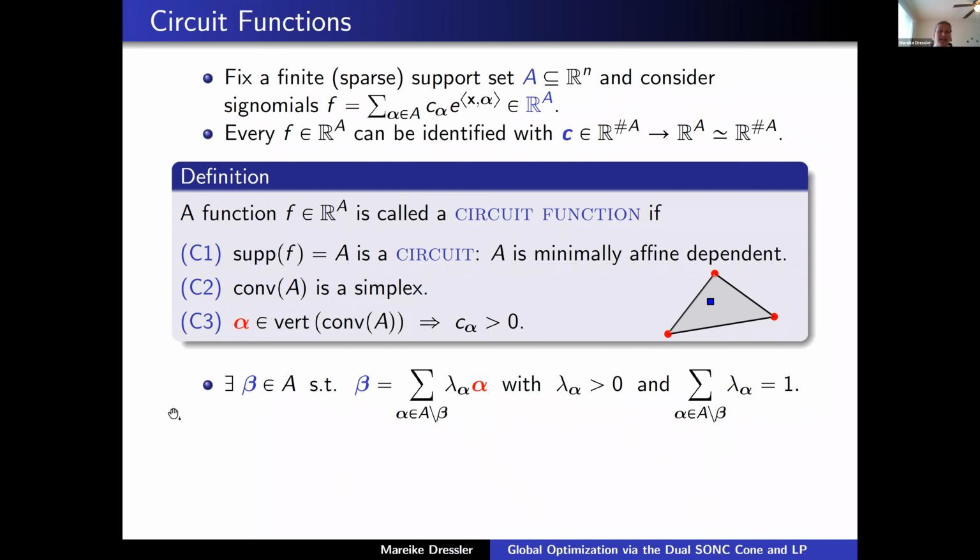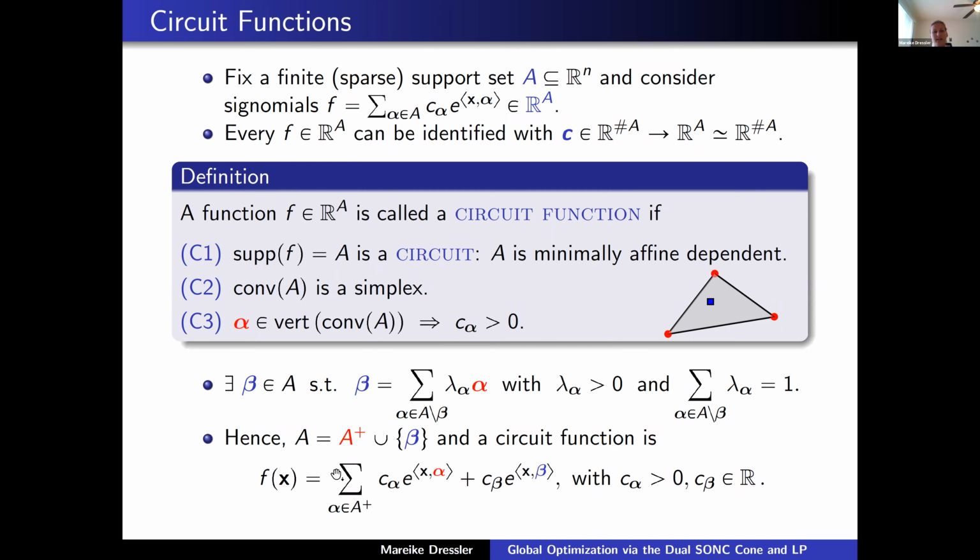And then I can decompose my support into a part containing these extremal elements, the vertices of this convex hull, and this one additional interior point beta. And then I can write the circuit function accordingly. And in particular, note here that since these C alpha are strictly positive, the C beta, the coefficient corresponding to this interior point, is the only coefficient which could be negative.